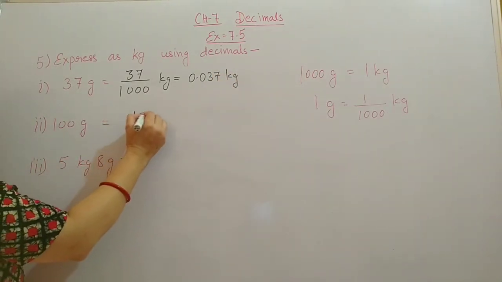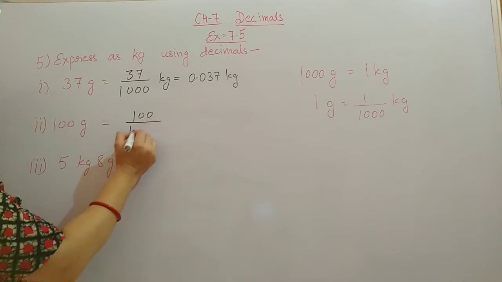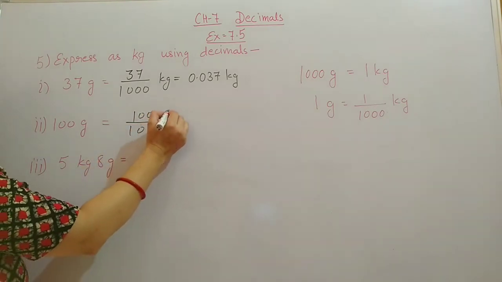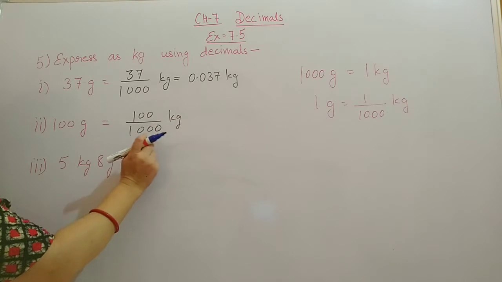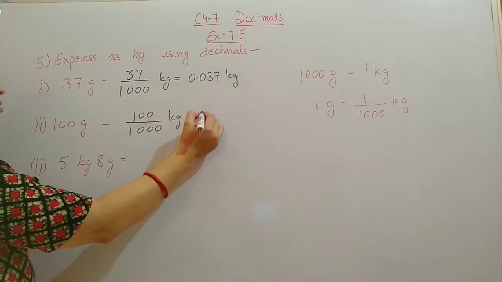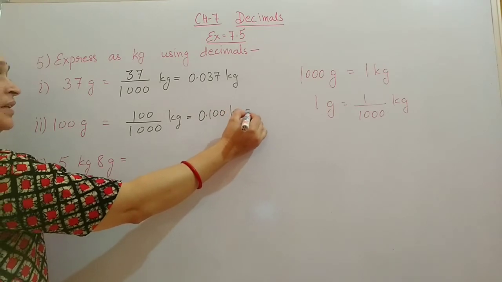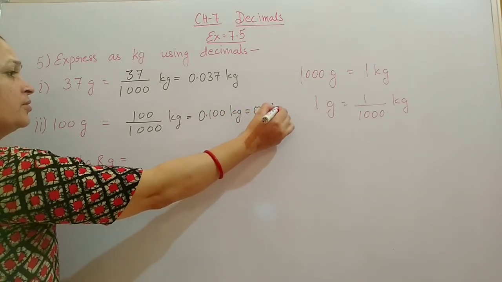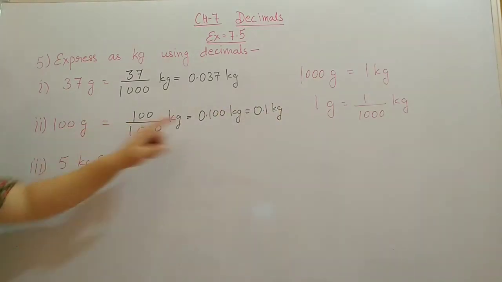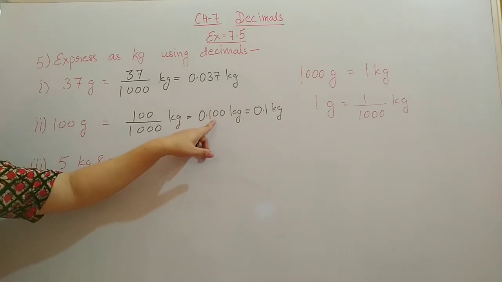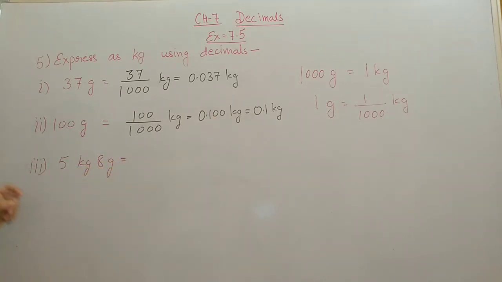Second one, 100 gram. To change 100 gram into kilogram, divide it by 1000. Then we need 3 decimal places here. So 0.100 kg, which we can write as 0.1 kg also. After the decimal, the zeros at the end, no need to mention, it is not compulsory.